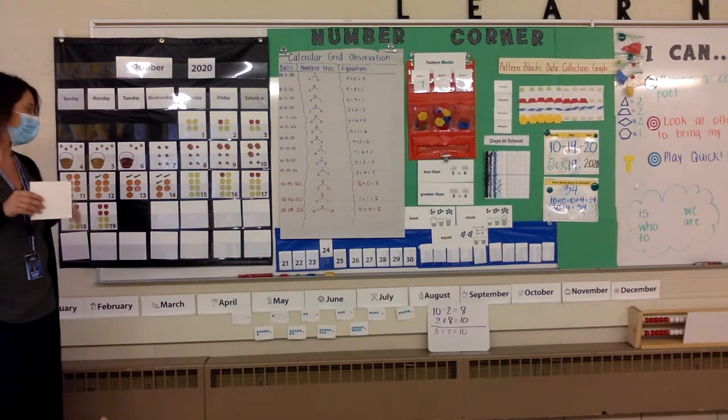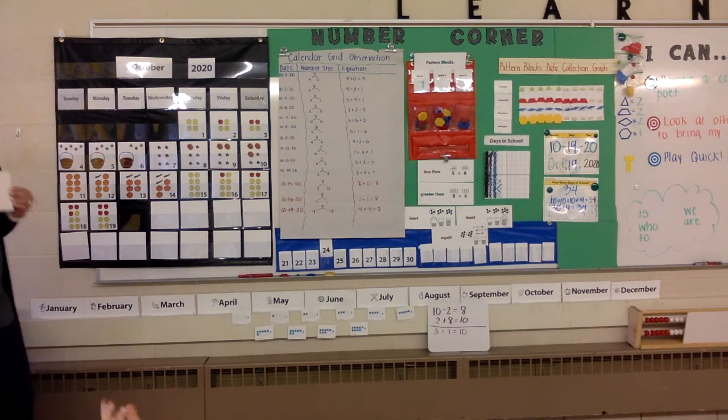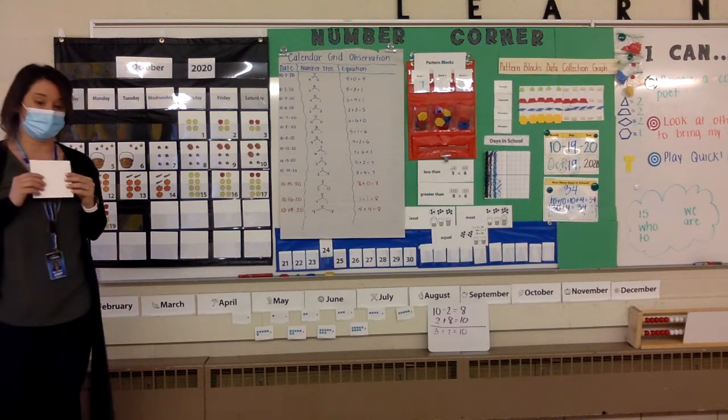The number is going to be 20. You know the number is going to be 20. How do you know that? Because after 19, it's 20. After 19 is 20. Kendall, what do you think?